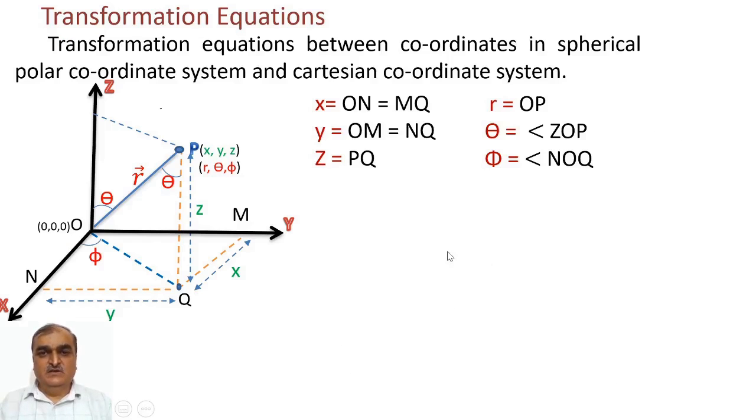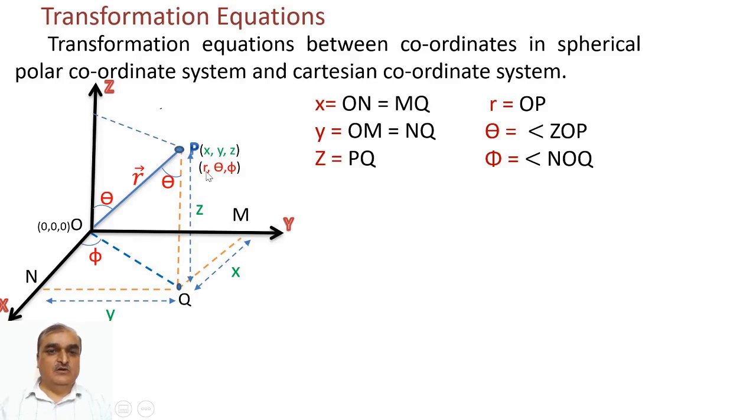Next topic, transformation equations. In this topic, we have to derive the mathematical relation between the spherical polar coordinate system and the Cartesian coordinate system. We have already seen these two coordinate systems. In the Cartesian coordinate system, the coordinate axes are x, y, z. The distance of point P along the x-axis is the x coordinate, along the y-axis is the y coordinate, and along the z-axis is the z coordinate. In this way, this distance QM is x, the same as ON. This distance ON is x. The distance OM or NQ is the y coordinate, and this distance PQ is the z coordinate.